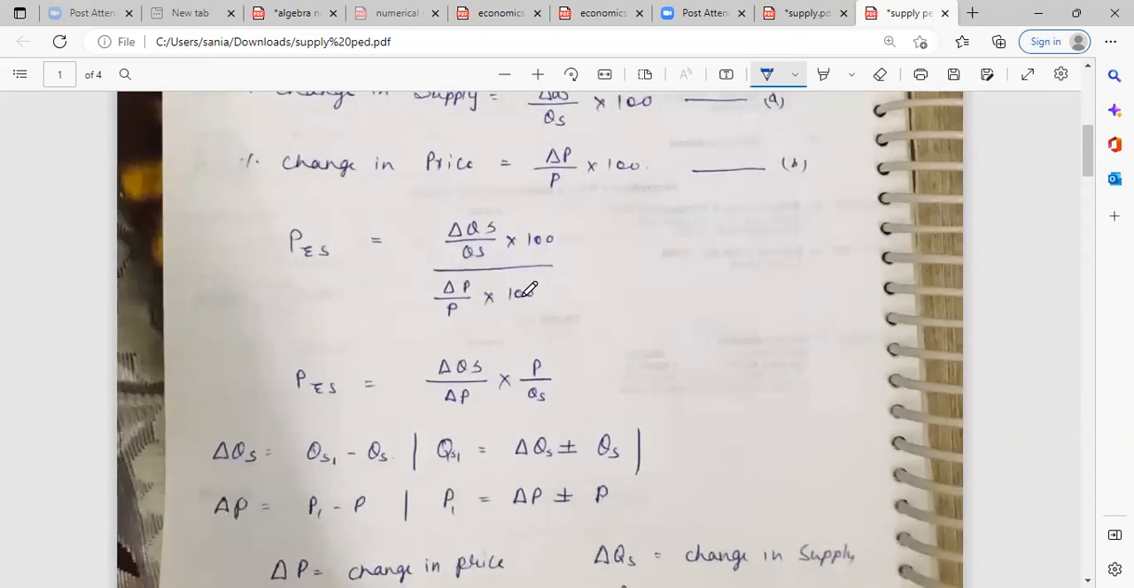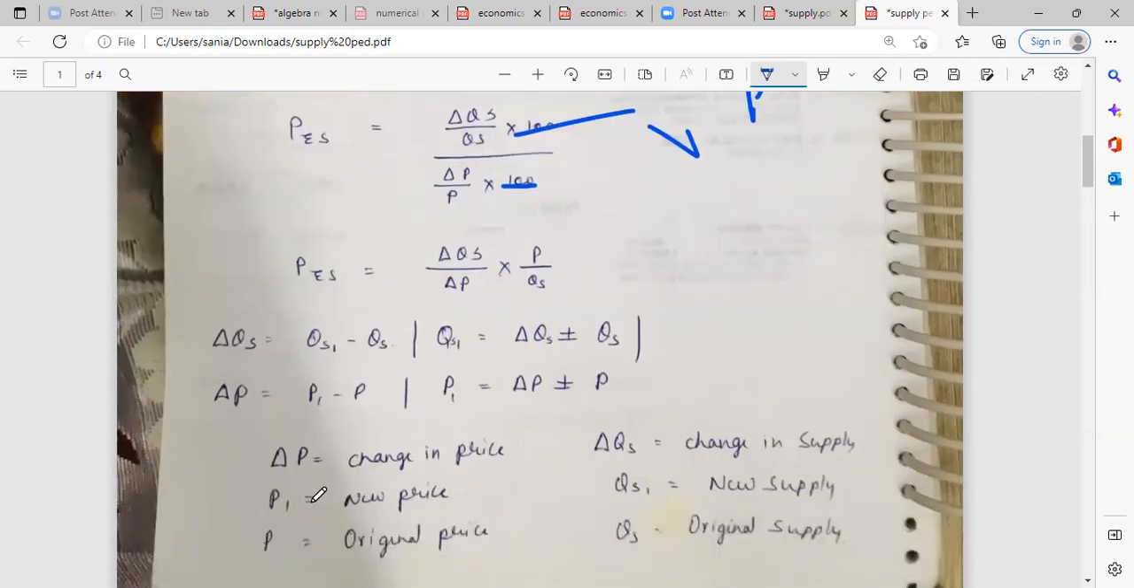So, when you solve this, 100 and 100 got deducted, right? What is left? This will go up. So it will be multiply P and delta P, right? So this will be your thing and this is how. If you have to find delta QS, it will be QS1 minus QS. And if I ask you to find delta P, it is P1 minus P, like this. These two formulas you have to write.